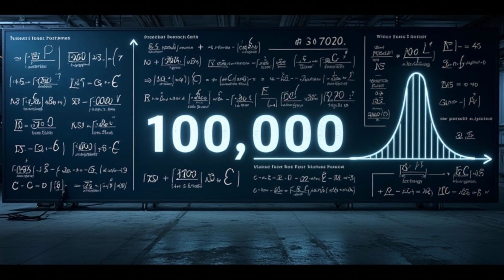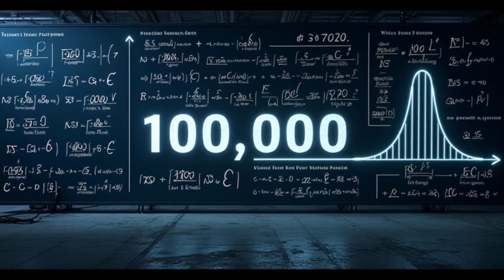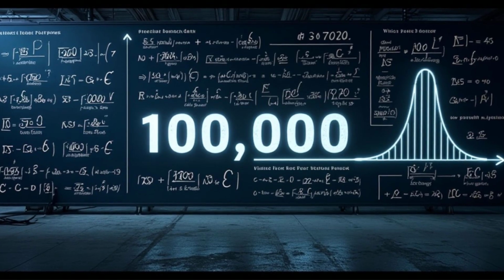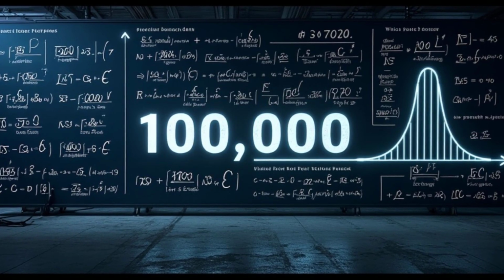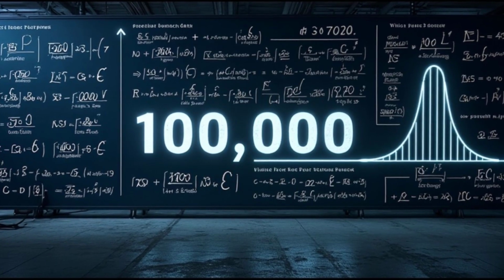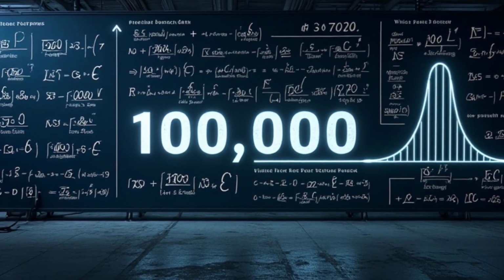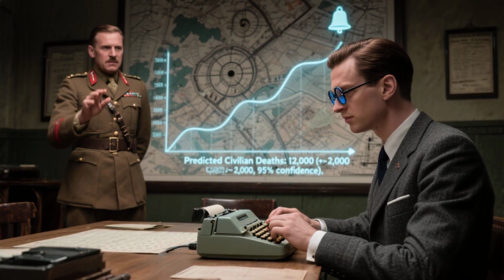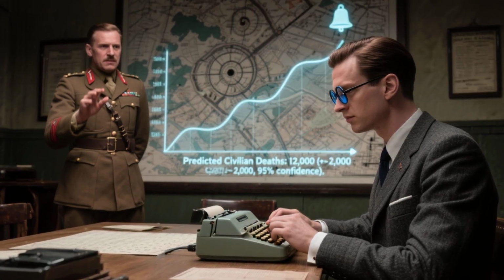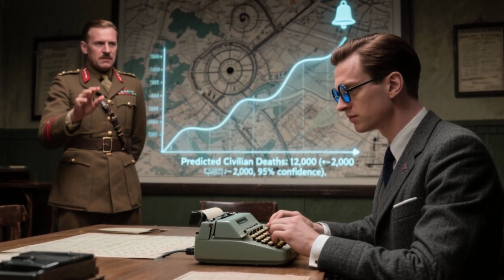They could predict, with stunning accuracy, how many people would die based on bomb tonnage, blast radius, population density, and building construction. Feed these variables into their equations, and out popped a number. Clean, precise, scientifically valid. But here's what made this truly diabolical. The bell curve didn't just predict casualties, it justified them.